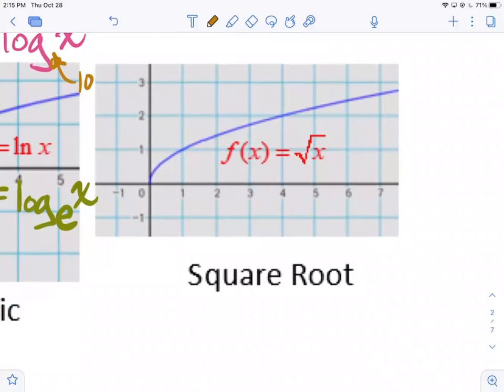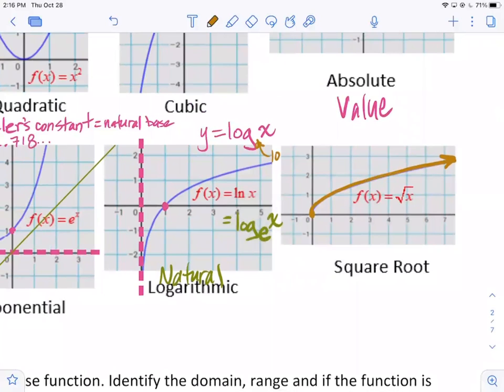And then we'll finish off with this little fellow that we met. This is the square root function. It starts at the origin, and it comes out vertically and goes to the right. What's the domain? 0 to infinity, inclusive or non-inclusive? Inclusive. And what's the range? 0 to infinity, inclusive.